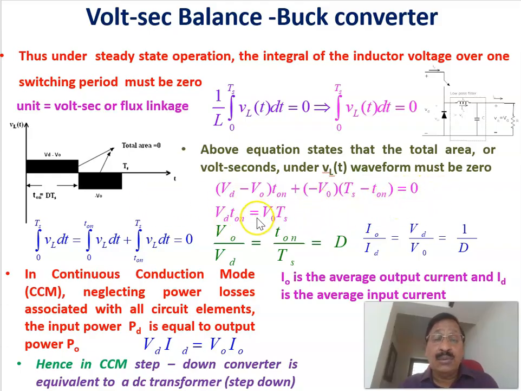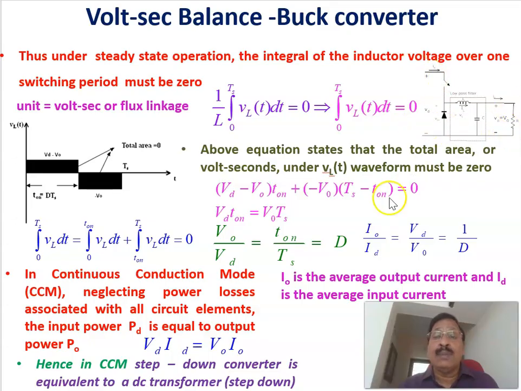From this equation we get Vd into Ton equal to V0 into Ts, or V0 by Vd equals Ton by Ts, which is equal to the duty cycle D. So that is the relation between the average output voltage of the buck converter and the input voltage.